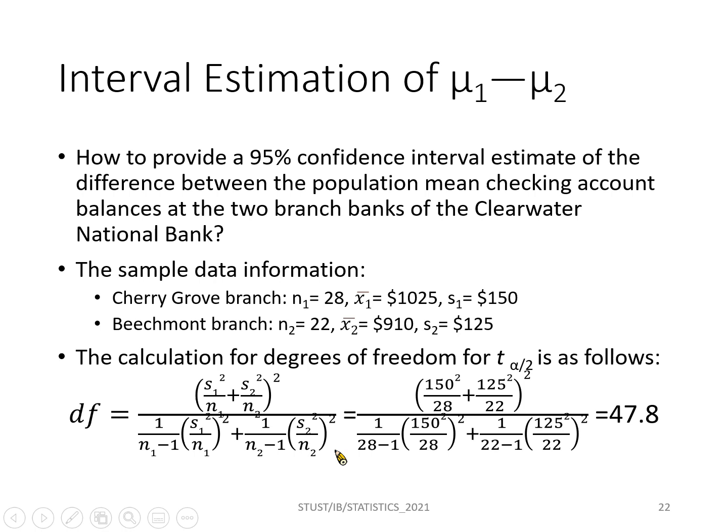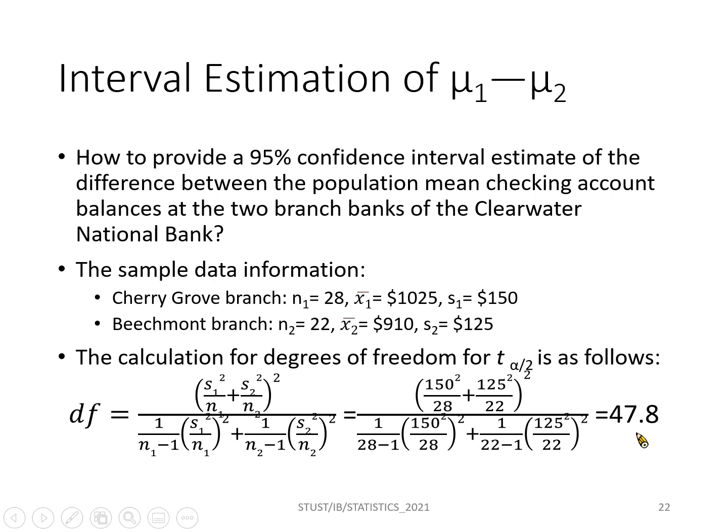Here we can also use the example question's information to calculate the interval estimation. How do we provide a 95% confidence interval estimation of the difference between the population mean checking account balance at the two branch banks? The first one, Cherry Grove: your sample size is 28, your sample mean is 1025, and your standard deviation is 150. The other branch bank has sample size 22, sample mean 910, and standard deviation 125. Based on the degrees of freedom formula, you can calculate the result, which is 47.8.